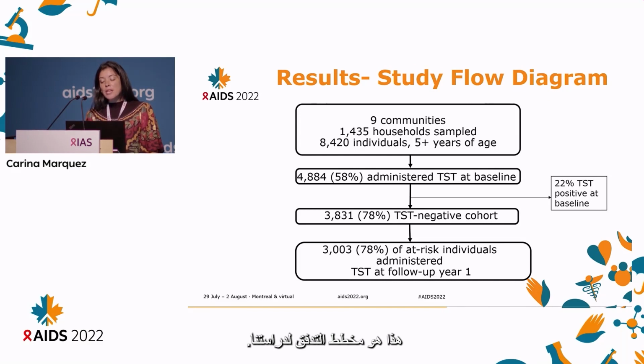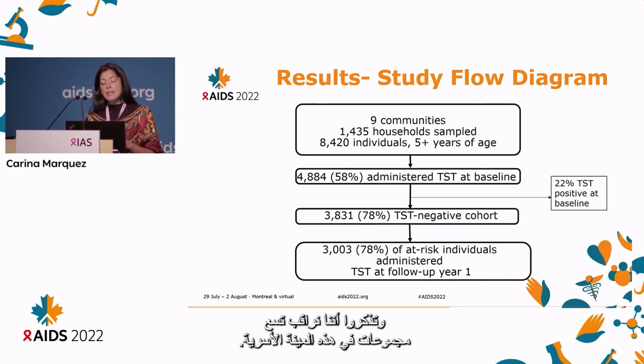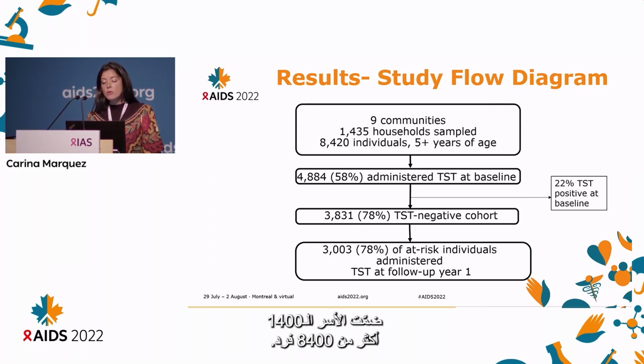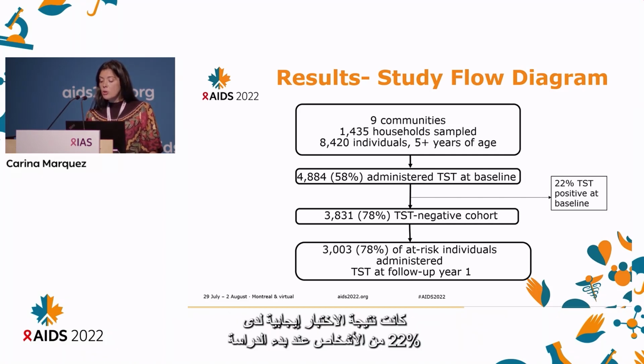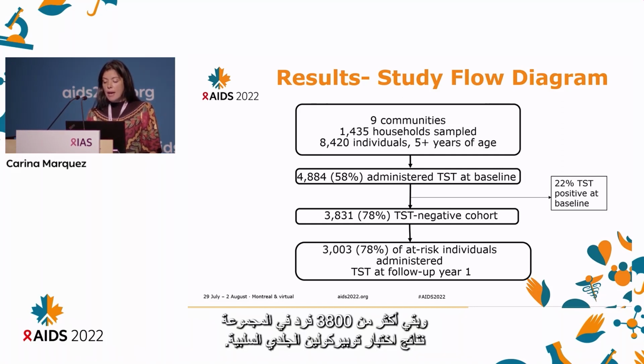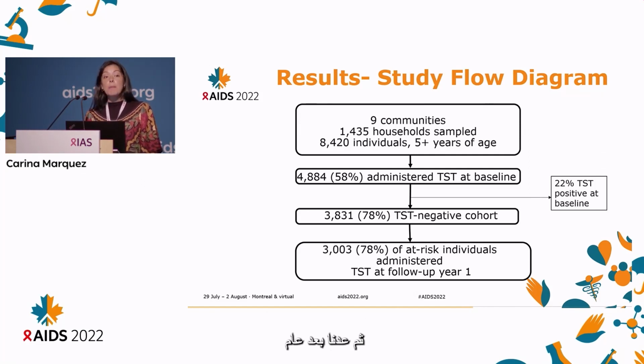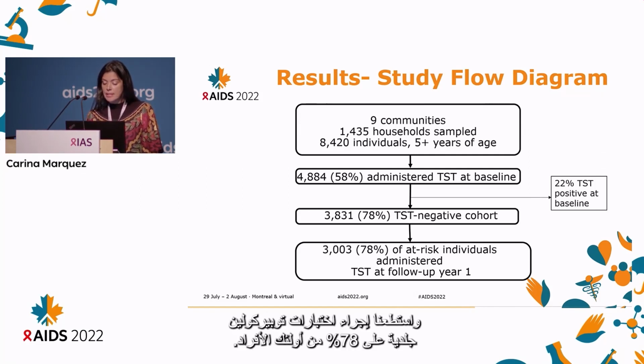So here's our study flow diagram. So remember, we're looking at 9 communities in this household sample. Over 8,400 individuals were registered to these 1,400 households. And we were able to administer TSTs in over 4,800 of those individuals, so 58%. 22% of people were TST positive at baseline. And then over 3,800 remained in the TST negative cohort. We then went back a year later and were able to place TSTs in 78% of those individuals.